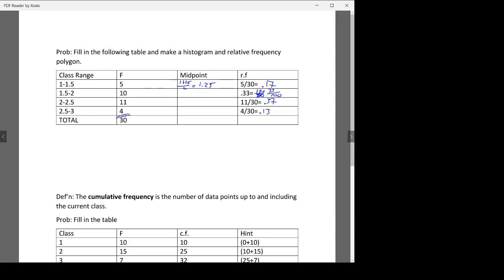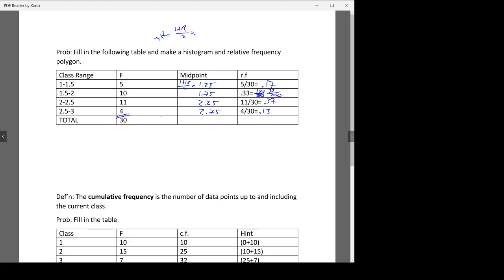So then here, the midpoint of this guy between $1.50 and 2, half between that, is $1.75. We use this little formula. 2 plus 2.5 divided by 2 is 2.25, and 2.5 plus 3 divided by 2 is 2.75. So just use the, remember, midpoint is the left plus the right divided by 2. Okay, and I think that's pretty much it.